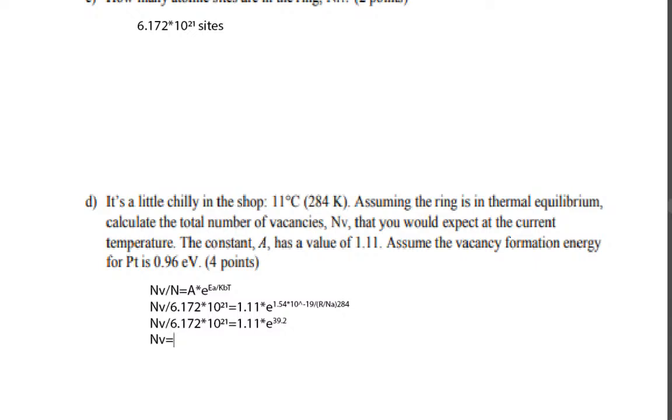So yeah, 6.172 times 10 to the power of 21 multiplied by 1.11, multiply that by E. Oh wait, no, it is a negative number. Why? Because it's the rule. So yeah, basically the power is a negative. So it's minus EA. Just making sure, just in case anybody got that wrong. There we go.